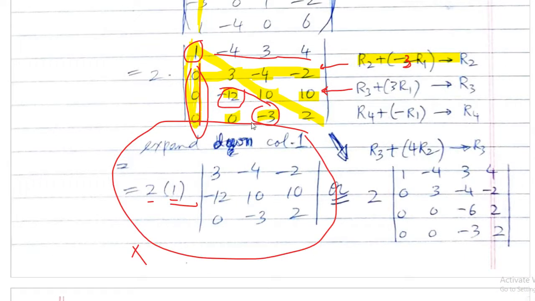So what I can do, if I use this 3 to make this 12 0, how can I do that? Multiply this by 4 and add here. So multiply second row by 4 and add in 3, right? So first row as it is, second row as it is, third row will be changed because 4 3s are 12, minus 12 will make it 0.